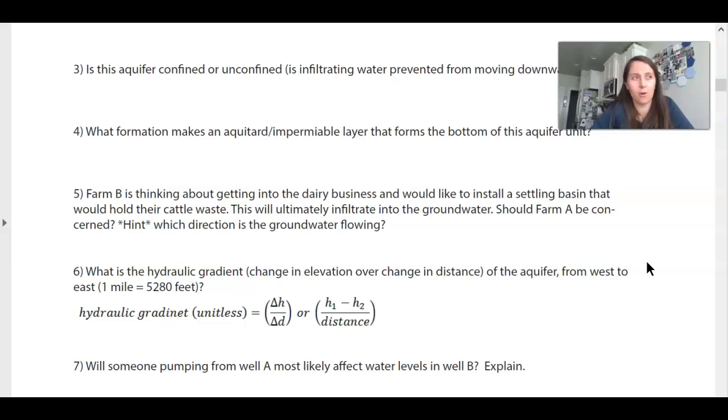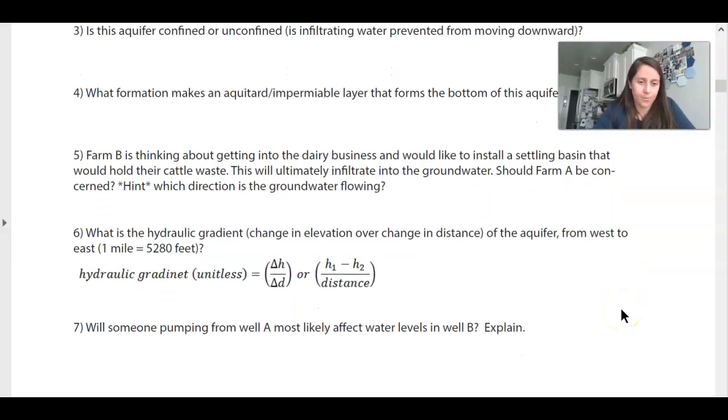Does the water flow downwards or upwards? So hopefully you're thinking that it flows downwards. So remember to look at the static water level for either well, and whichever one is higher, the water is going to flow towards the one that is lower. So basically that's relatively straightforward. So in that sense, will the Farm A be concerned or not?